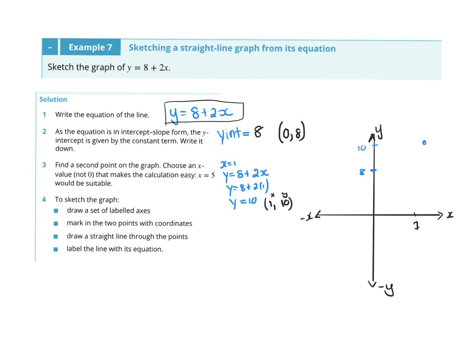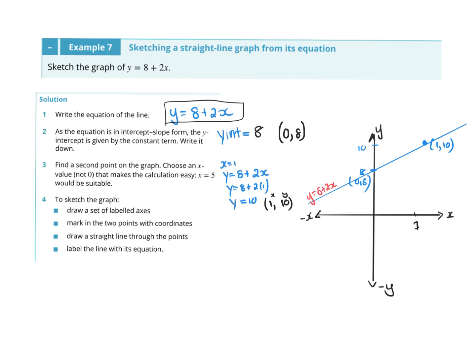So up here, see how I just marked it. I didn't really rule out where 1 was. I just said, all right, that is when x is 1, y is 10, and I've got 0 and 8 here. Once you have those 2 points, grab your ruler and rule a line through them like that, okay? And then it says label the equation, so it was y equals 8 plus 2x. There you go, and that's how we do it.